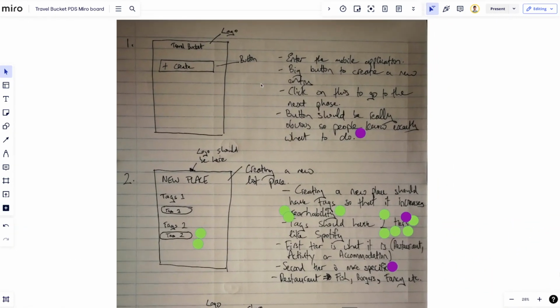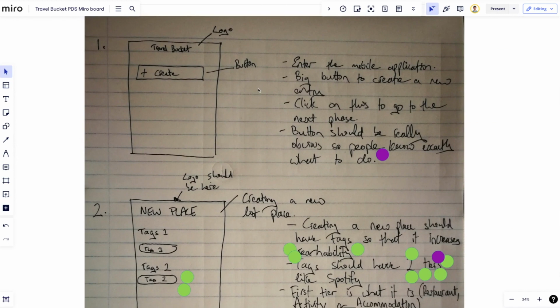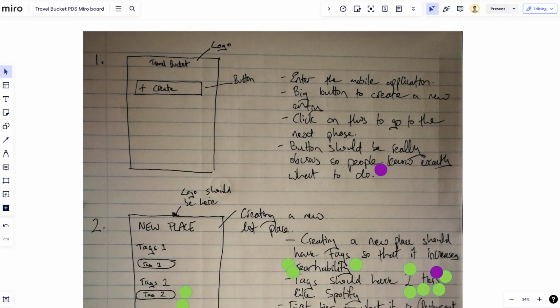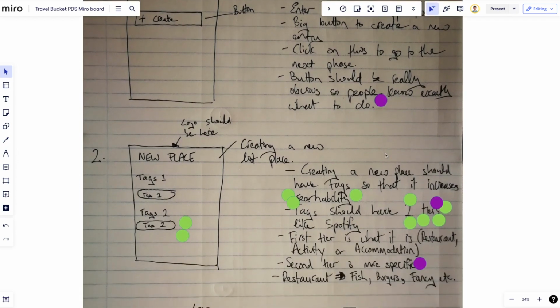And this person might not have been a Picasso, but that's fine. That's the purpose of a product design sprint. You don't have to be an expert artist to participate. So these are very rough sketches with more detailed notes down the side. People here want to figure out a little bit more about the button, which should be really obvious so people know exactly what to do. So maybe that's something we can discuss.